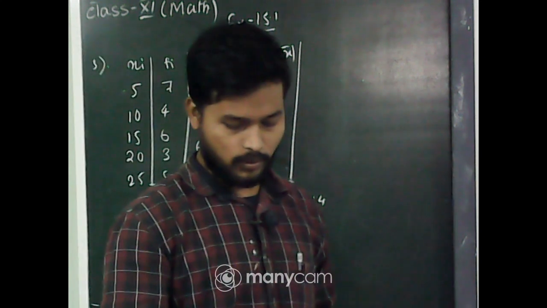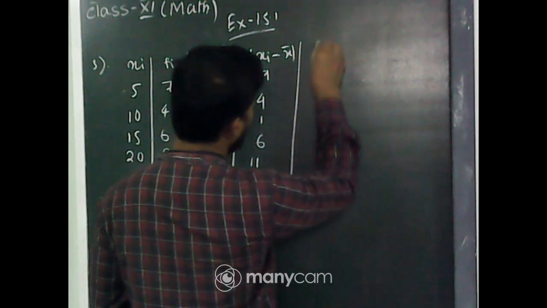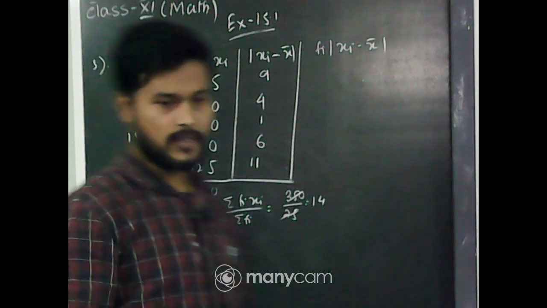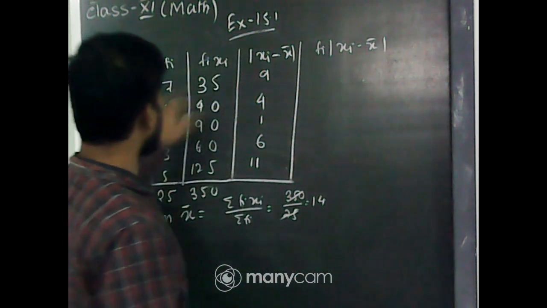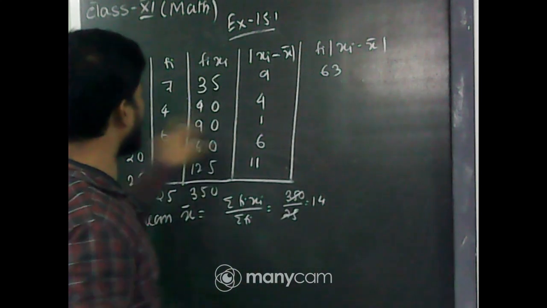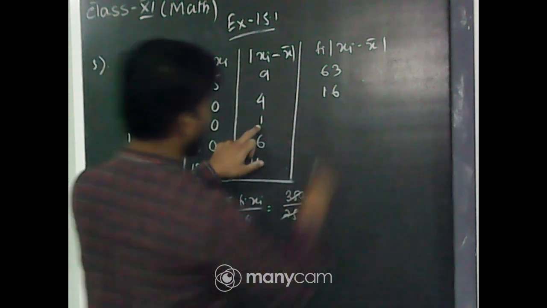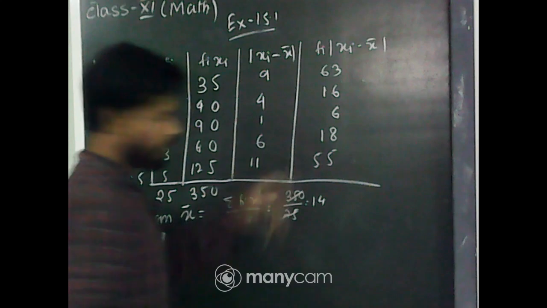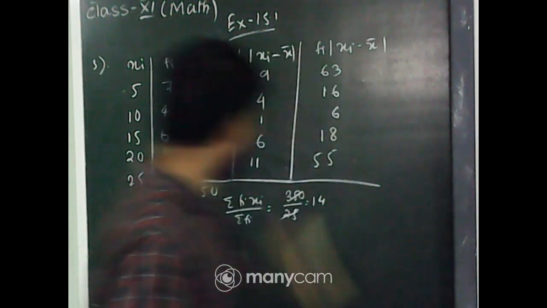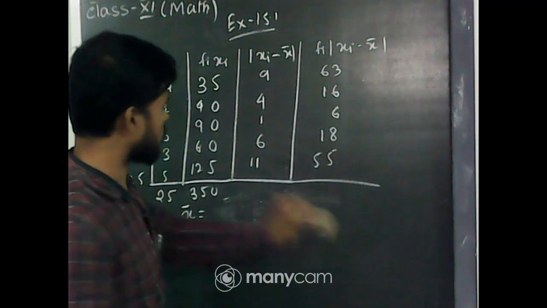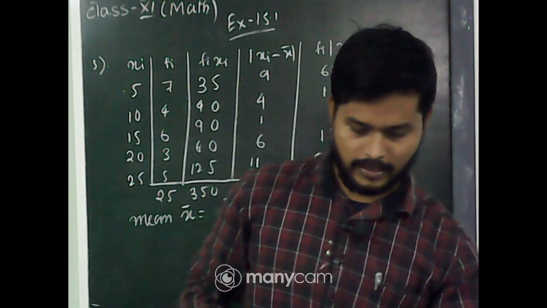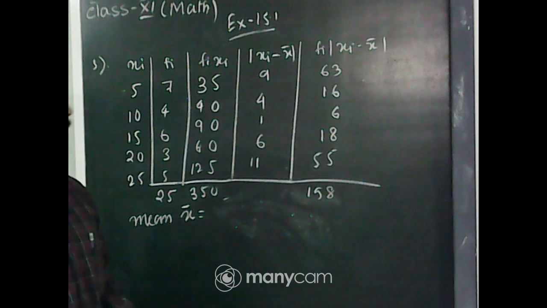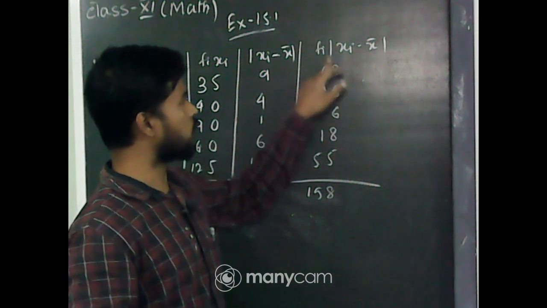So, when we have calculated all the values, then find the value of fi into mod of xi minus x bar. Just multiply 7 into 9, then 4 into 4, then 6 into 1, then 3 into 6, then 5 into 11, and then find the summation of all these values. If I add 63, 16, 6, 18 and 55, our result will be 158. So, this is the value of summation of fi into mod of xi minus x bar.